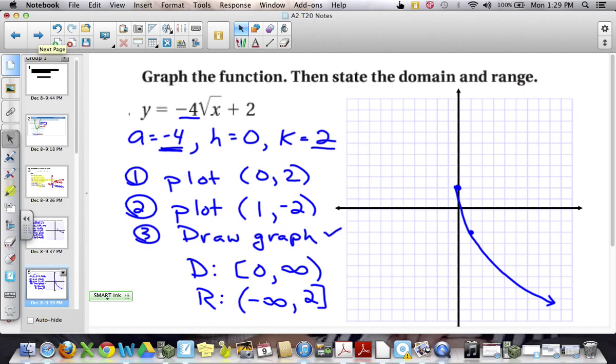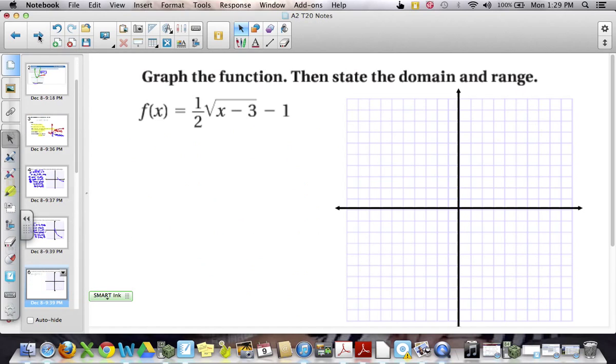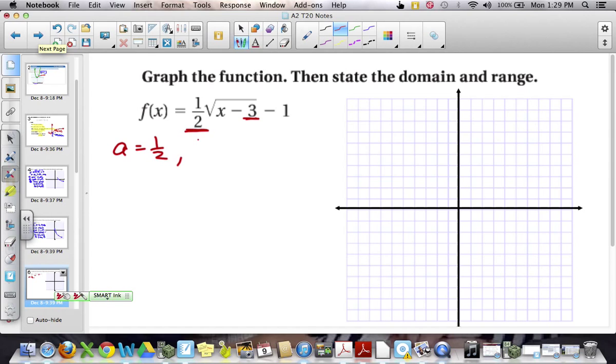All right, one more example. Again, give this one a try on your own, pause the video, and when you're ready, you can restart. All right, this time our a is going to be 1/2. Our h, which is again the number being subtracted from x, is equal to 3, and then k is -1.